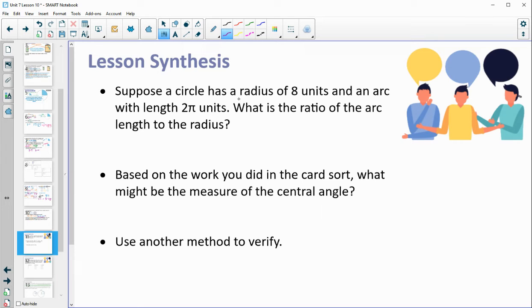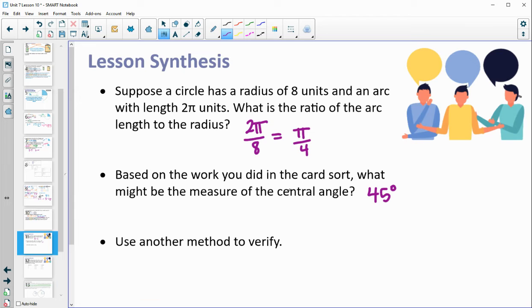All right, so suppose a circle has a radius of 8 units and an arc length of 2 pi. What's the ratio of the arc length to the radius? The ratio of the arc length to the radius is going to be pi over 4, or 1/4 pi. So if you think of this as a 1 up here, based on the work you did in the card sort, what might the measure of this central angle be? We recognize that as a 45-degree central angle.